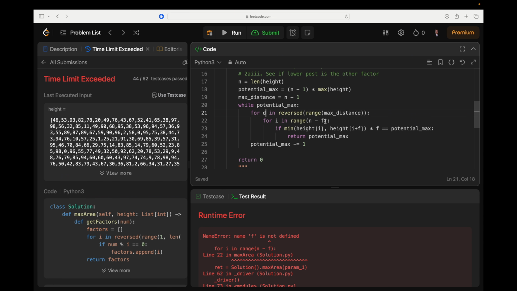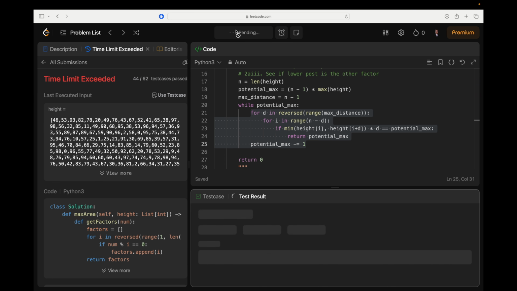I'm going to change it to d, because d is the distance. Okay, so to say it out loud, I'm saying that I'm decrementing through the possible max distances between the two winning posts, assuming that the distance plays a big role, but it might not. It's not going to work.